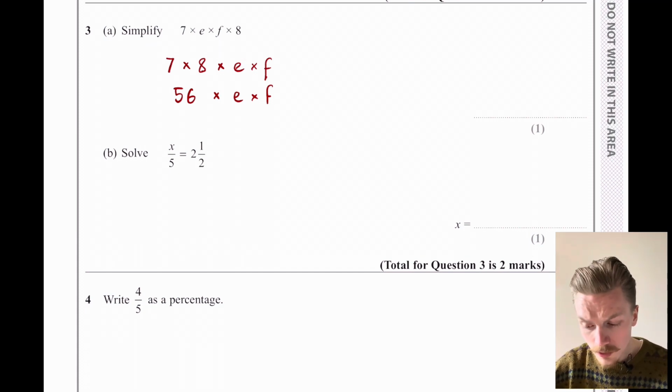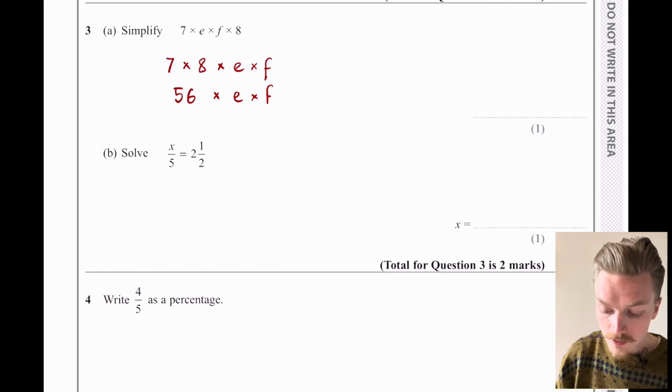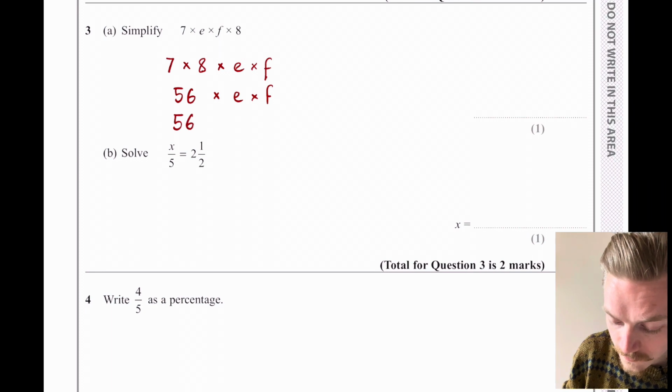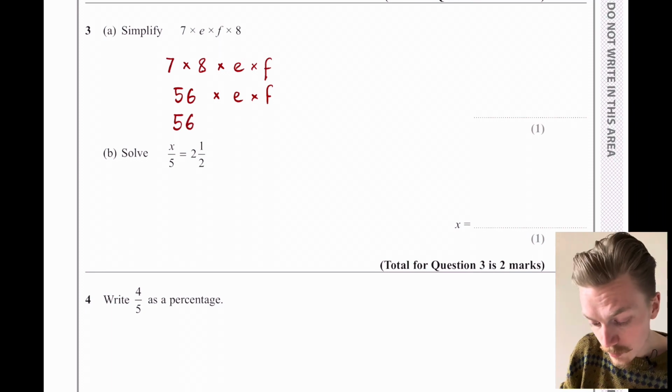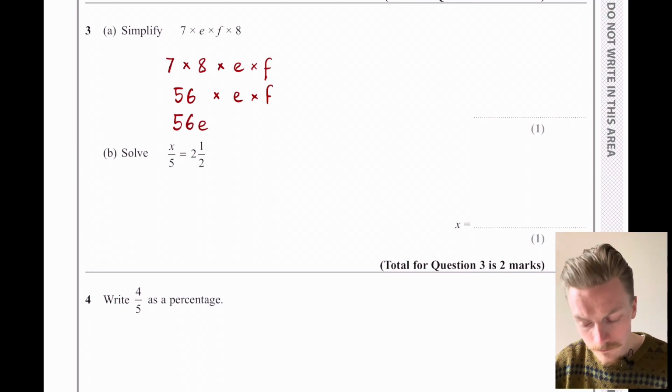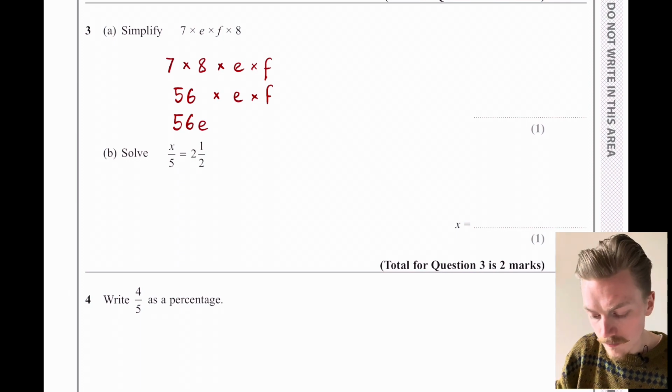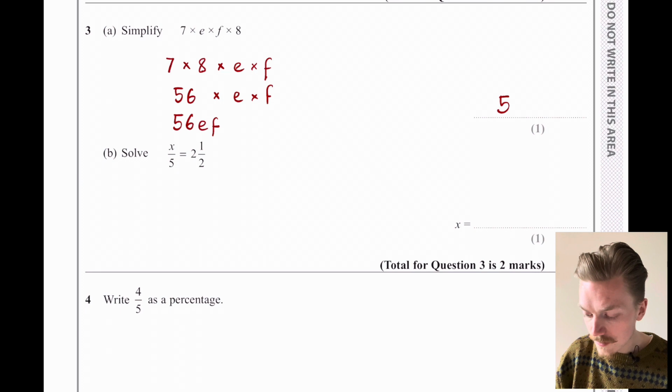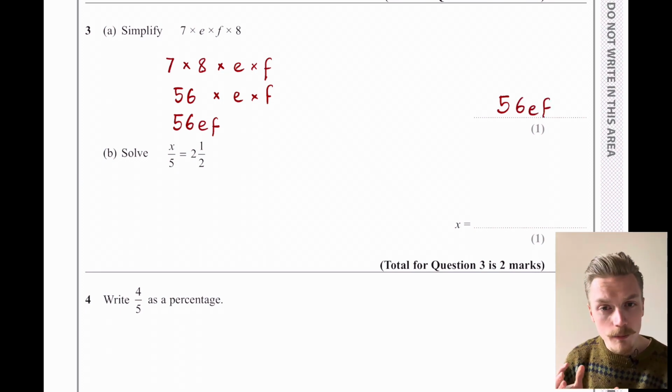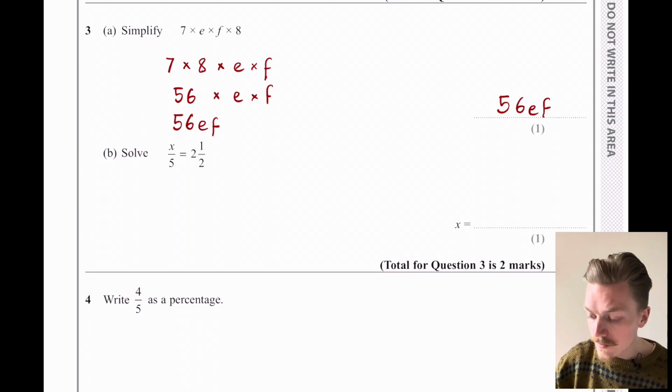Now in algebra, we don't write the times symbol. I suspect that's because it looks a little bit like an x and we don't want to get confused. So we get 56, instead of writing times, we just put the e next to it. And instead of writing times, we put the f just next to it. So we get 56ef. And they're all multiplied together, which you can tell by the fact that there's no gaps in between them. They're next to each other, so they're all multiplied.